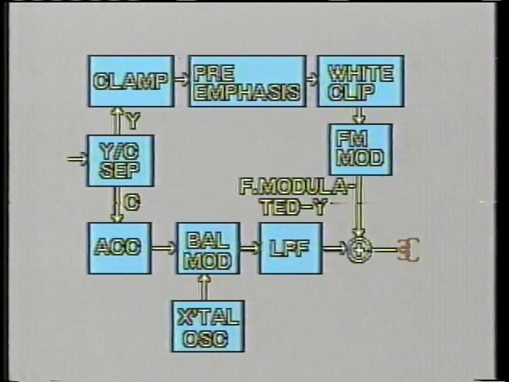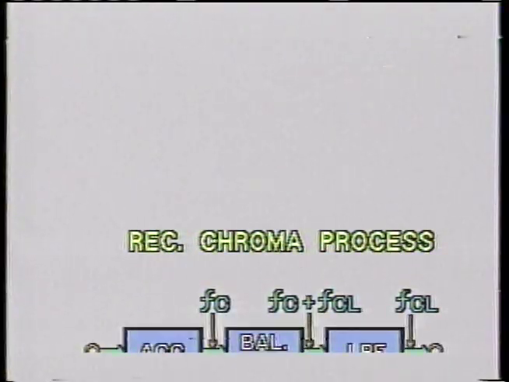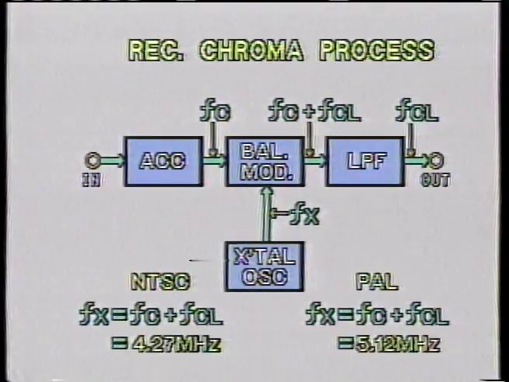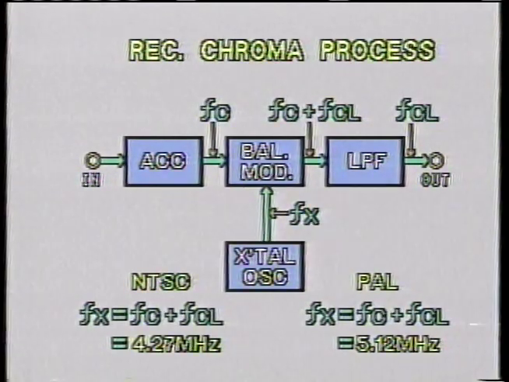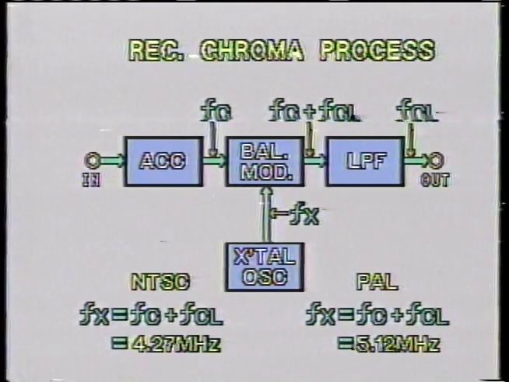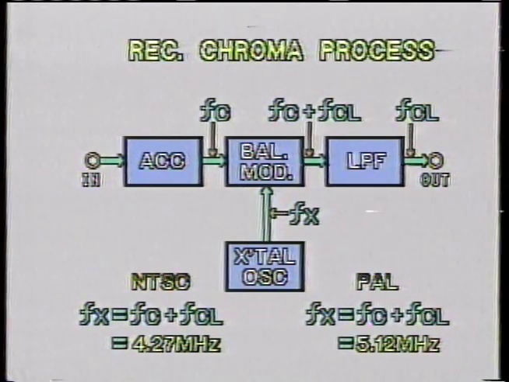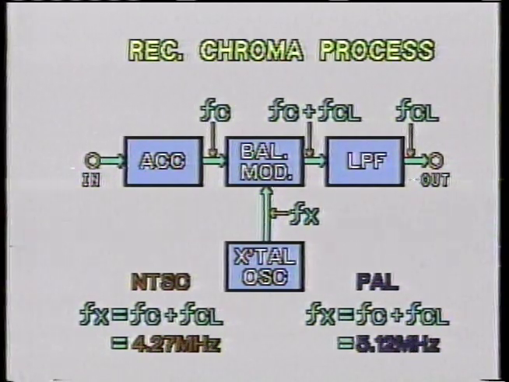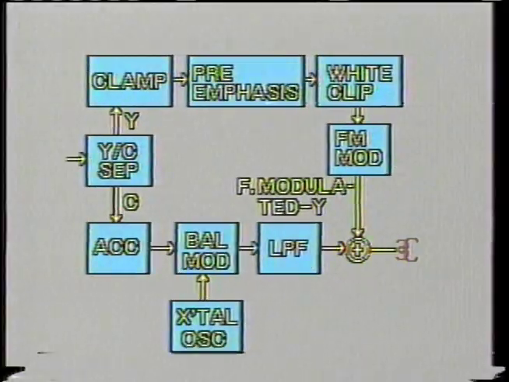The crystal oscillator. This crystal oscillator produces a carrier so as to obtain a fixed band converted chroma signal. Carrier frequency FX produced by this circuit is the result of the addition of the fixed band chroma frequency FCL and the chroma signal frequency FC, 4.27 MHz for NTSC and 5.12 MHz for PAL.